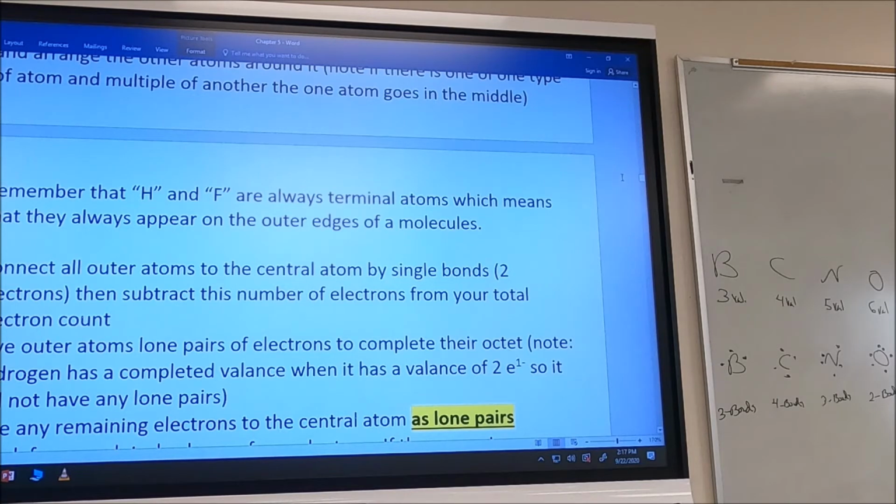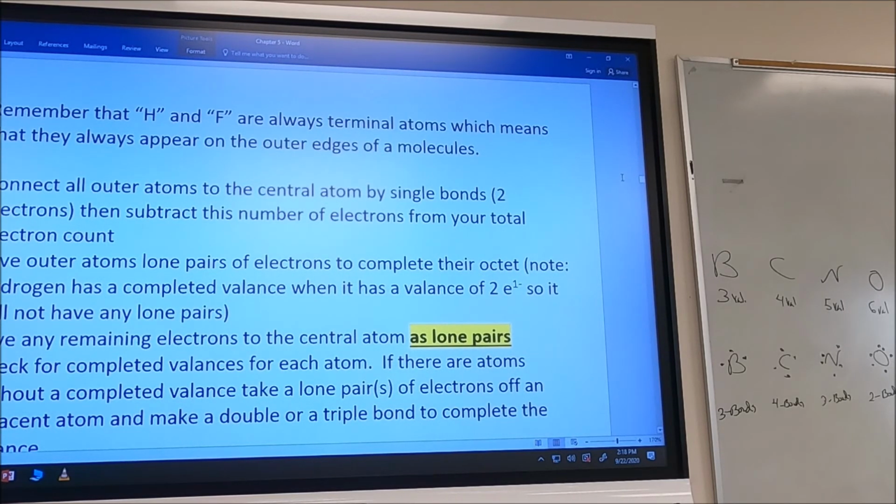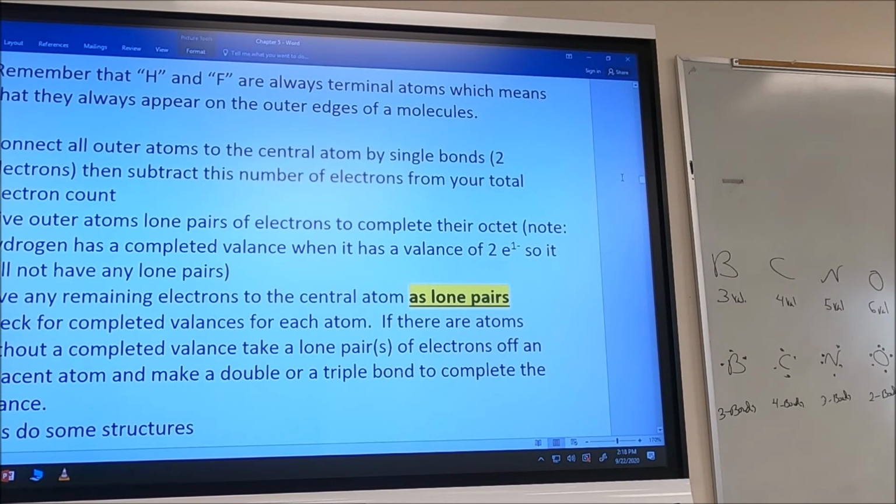Give outer atoms lone pairs of electrons to complete their octet, except for hydrogen. It doesn't get any more. When it's bonded, it's done. Give any remaining electrons as lone pairs to the central atom, and then you want to check the valence of each atom to make sure that it is complete. If it is not, we'll take lone pairs from an adjacent atom and we'll make a double bond or a triple bond to fix things. But we do not make double or triple bonds until we have given out all of the electrons.